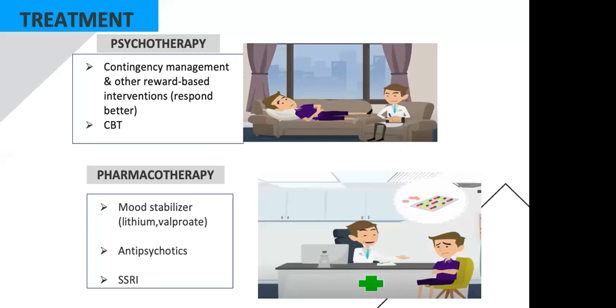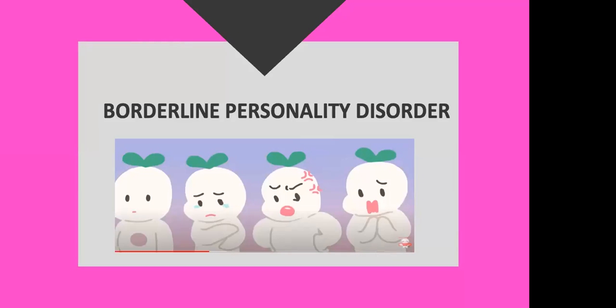And according to a study, with this type of psychotherapy patients respond better than with cognitive behavioral therapy. For pharmacotherapy, basically we want to treat symptoms like rage, aggression, and mood instability. So we give mood stabilizers, antipsychotics, and SSRIs. Okay, next.